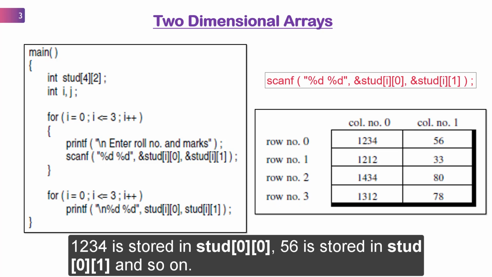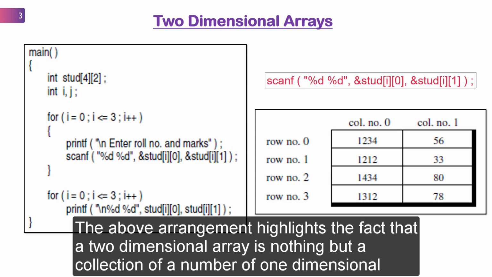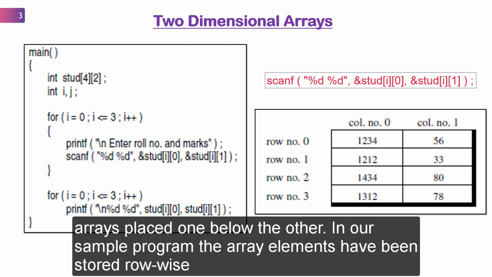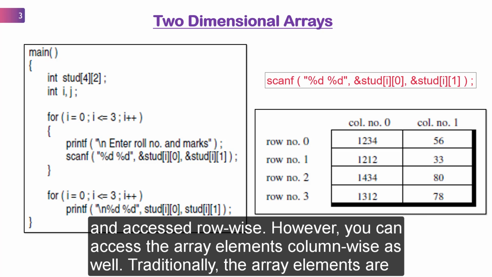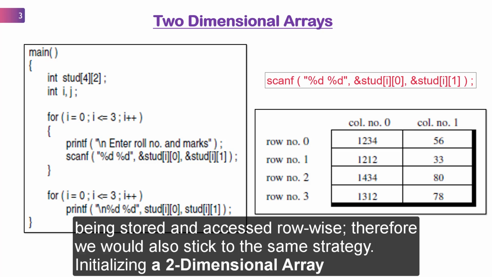Thus, 1234 is stored in stud[0][0], 56 is stored in stud[0][1], and so on. The above arrangement highlights the fact that a two-dimensional array is nothing but a collection of a number of one-dimensional arrays placed one below the other. In our sample program, the array elements have been stored row-wise and accessed row-wise. However, you can access the array elements column-wise as well. Traditionally, the array elements are stored and accessed row-wise. Therefore, we would also stick to the same strategy.